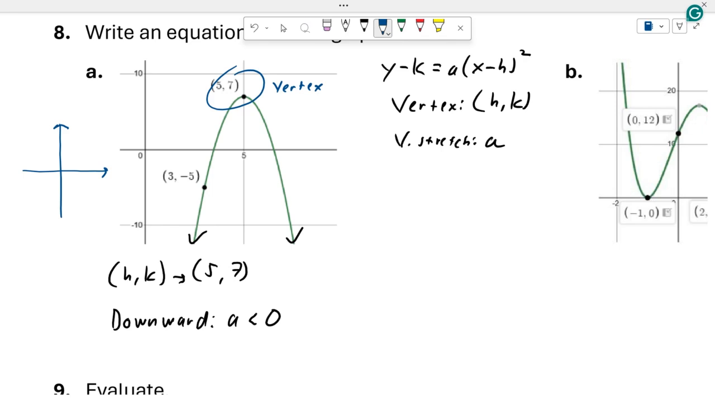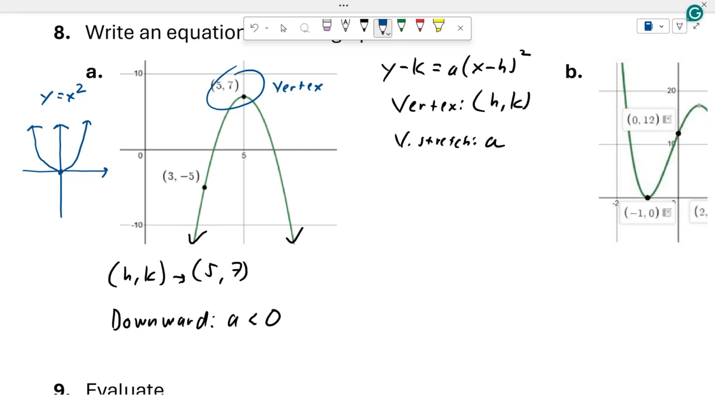It's important to know a couple of what are called anchor points on a standard parabola. It's important to know how a couple of points relate to each other on the parent function. When I say the parent function, we're talking about y equals x squared, the most basic possible parabola that you can possibly have.